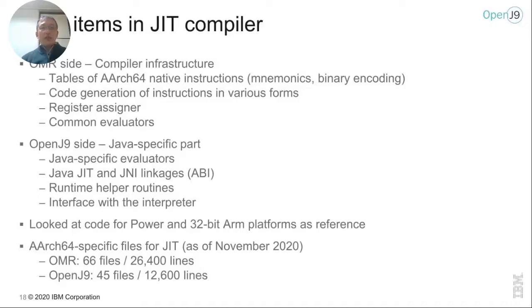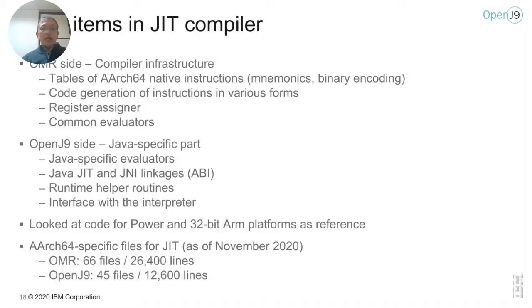And this page shows the work items in the JIT compiler development. The OMR side contains the capability of generating AArch64 instructions and register assignment. It also has the implementations of more than 300 evaluators. Evaluators are the functions that convert the operations at the intermediate language of OpenJ9 into native instructions. On the top are the tables of AArch64 native instructions, but the initial version of the native instruction table was written by the university students I mentioned in a couple of pages back.